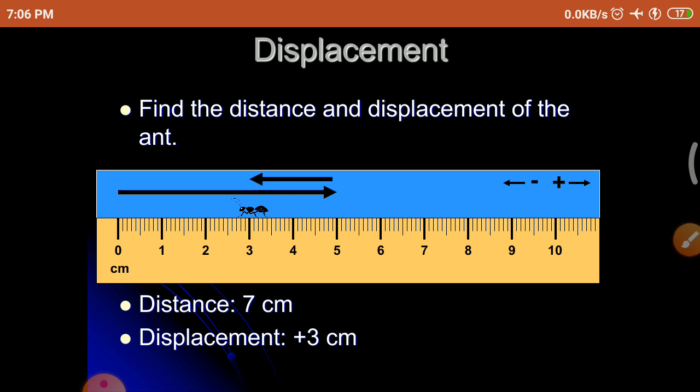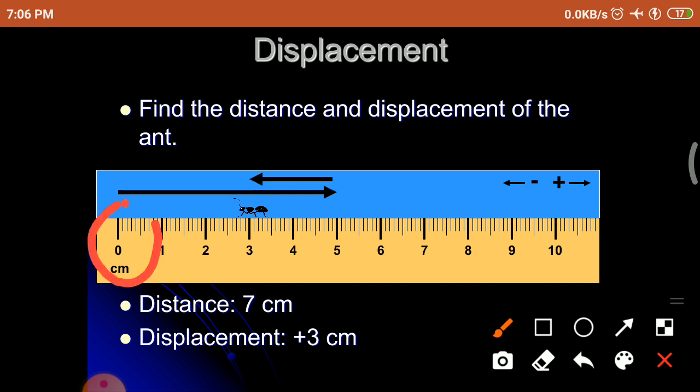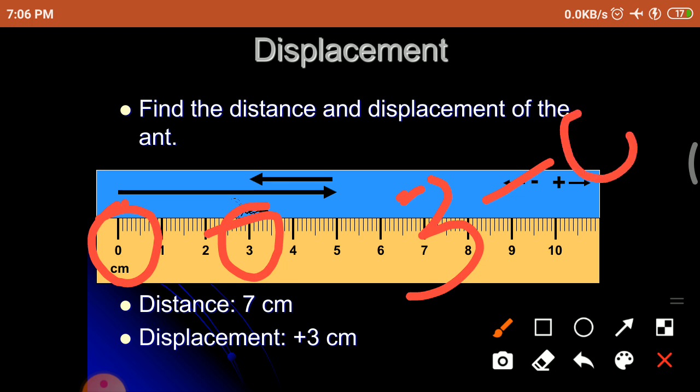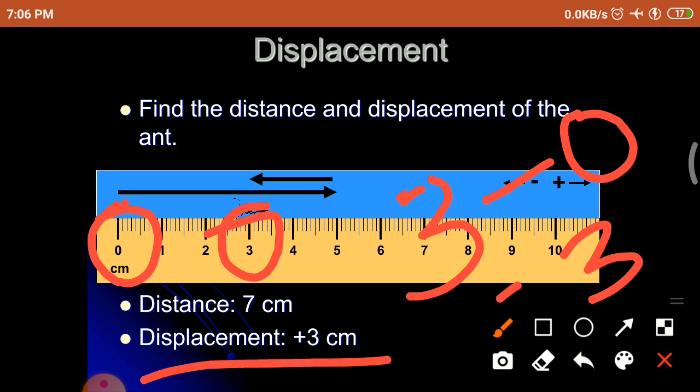Do you understand how I found the displacement? See here, the initial starting position of the ant is 0. The final position is 3. Normally we know the formula of displacement: the final position minus the initial position. Here the final position is 3, so 3 minus the initial position of the ant, which is 0. So 3 minus 0 is 3. So the displacement is plus 3 centimeters.